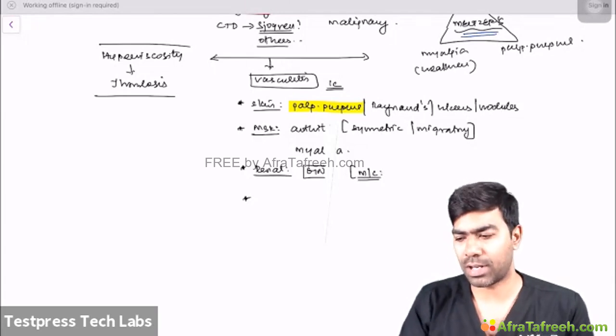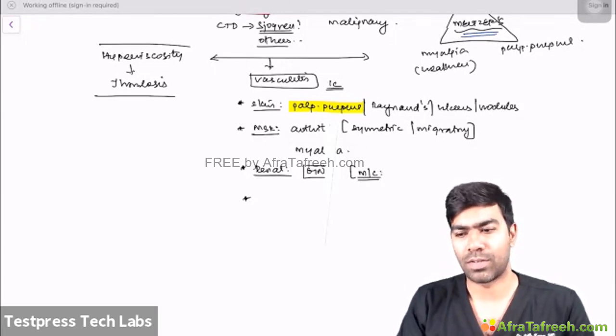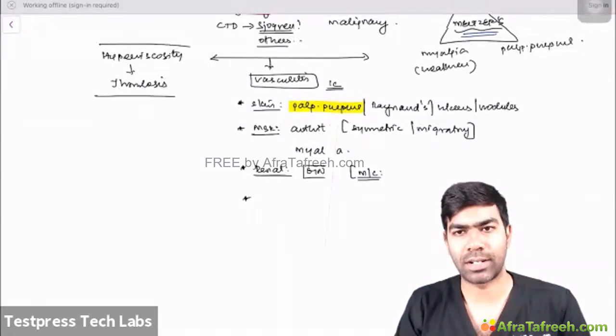Everyone is telling MPGN, but I need to know the type of MPGN. What is the type of MPGN that you will get in this setting? Type 1 or type 2?